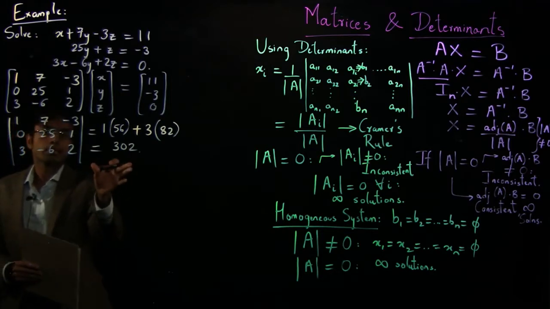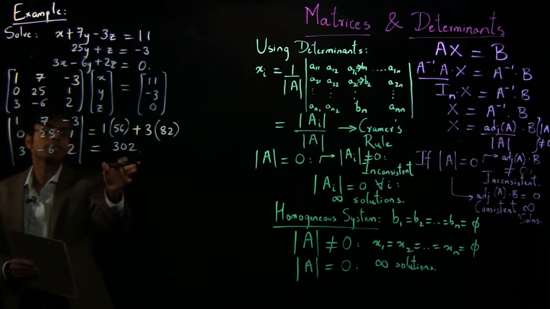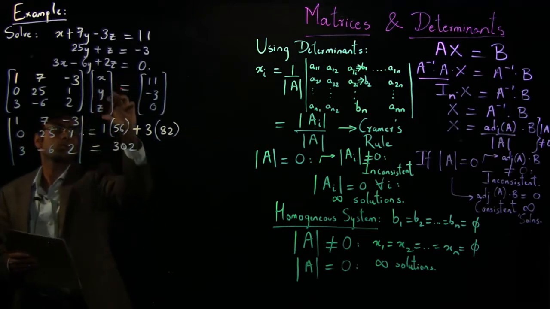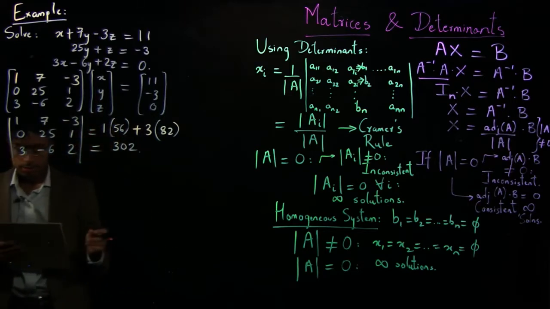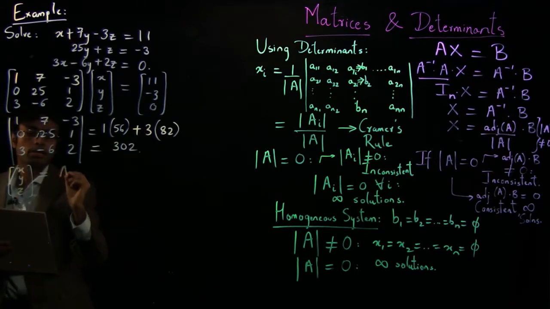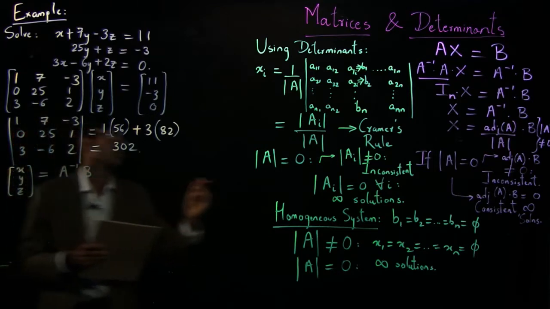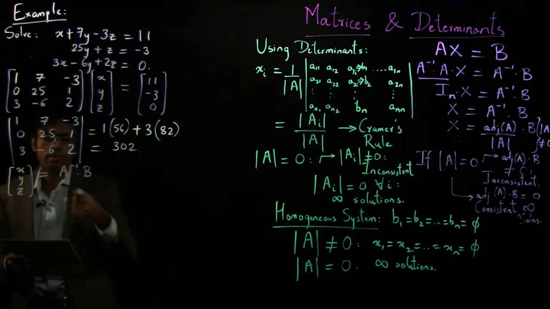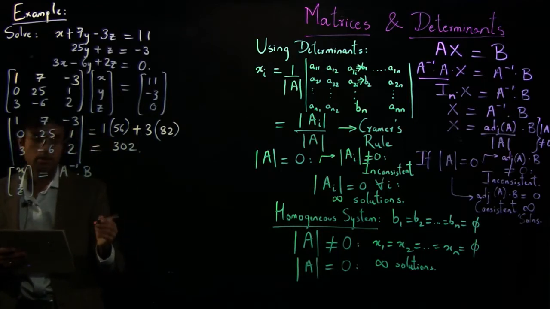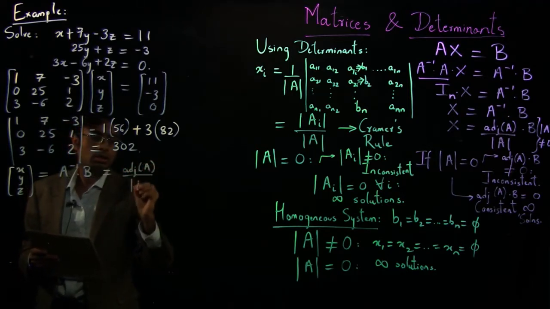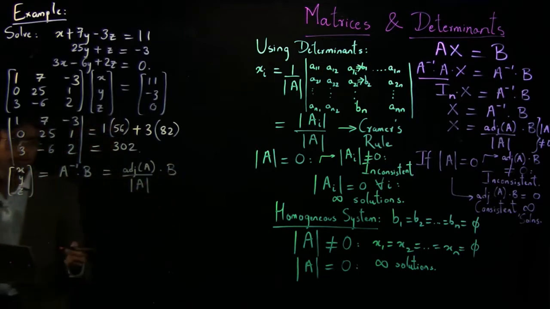Because we are taking this as a worked out example, I want to demonstrate this by both methods. So let's first try to find out the values of x, y, and z by the matrix method. Using the matrix method, x, y, and z you need to find out as A inverse times B using this definition. And to do that, you first need to find out A inverse. So that is adjoint of A times B over determinant of A.